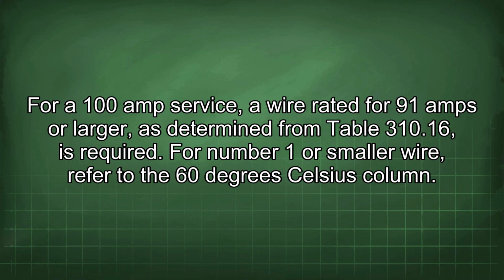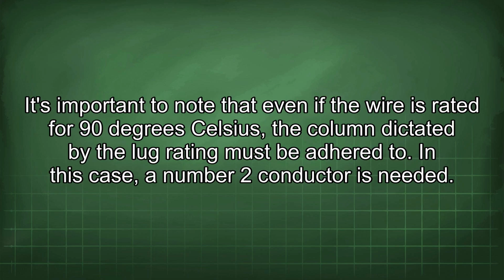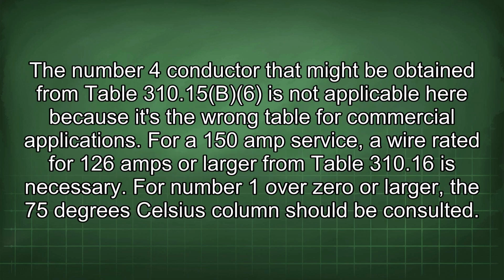For a 100 amp service, a wire rated for 91 amps or larger, as determined from Table 310.16, is required. For number 1 or smaller wire, refer to the 60 degrees Celsius column. It's important to note that even if the wire is rated for 90 degrees Celsius, the column dictated by the lug rating must be adhered to. In this case, a number 2 conductor is needed. The number 4 conductor that might be obtained from Table 310.15(B)(6) is not applicable here because it's the wrong table for commercial applications.